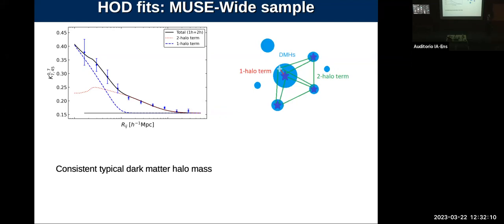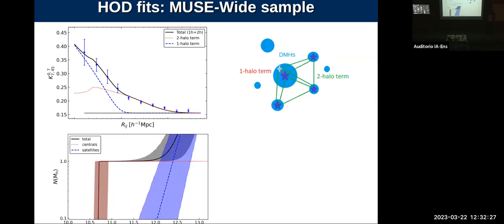Now, from this kind of plot, I can already derive a typical dark matter halo mass. And if I do that, it's basically the same as the one we obtained with a power law fit, but much more precise than before. However, I promised we can get much more information from applying HOD models. In fact, what we can get is the number of Lyman-alpha emitters as a function of dark matter halo mass.